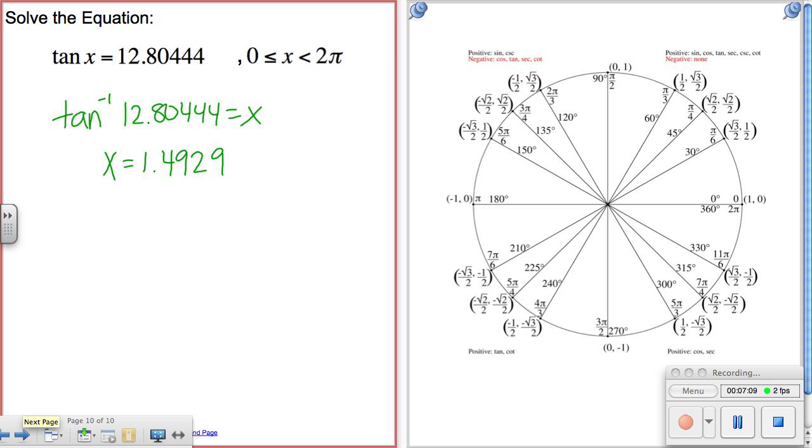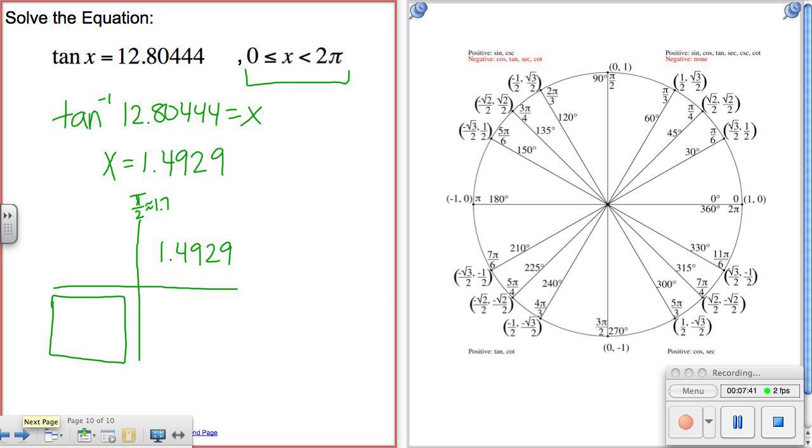1.4929. The thing we need to think about, though, is if we have all the solutions between 0 and 2 pi. Right now, the 1.4929 is a quadrant 1 answer. If I take pi over 2, that's about 1.57. That's why I know 1.49 is in quadrant 1. The other quadrant where tangent equals a positive is down here in quadrant 3. In order to get this same answer, but have it be in quadrant 3, I'm going to take my answer and add pi to it. When I do that, I get 4.6345. And so those are my 2 solutions for x.